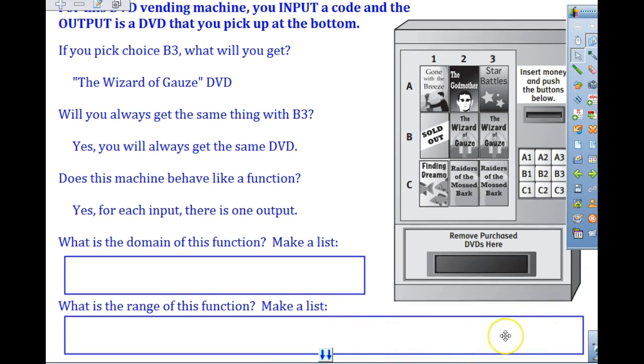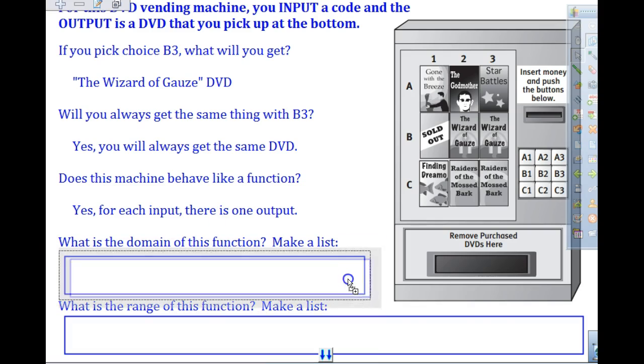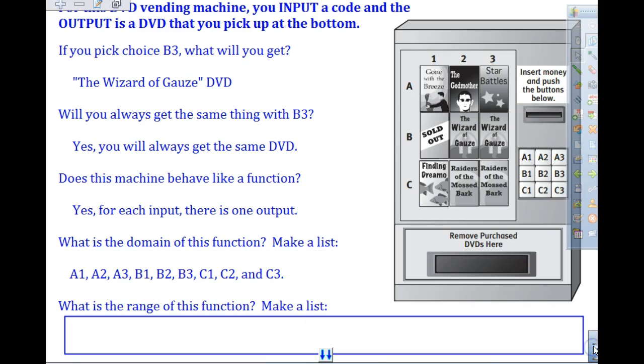So if I asked you for the domain, those would be my inputs. One domain, part of my domain would be what? We're going to make a list. What would one of them be? A1, then I have to have A2 and A3, and B1, and can I have A4? No. There's no A4 button, right? So when we're making a list of our domain, it is simply the input.